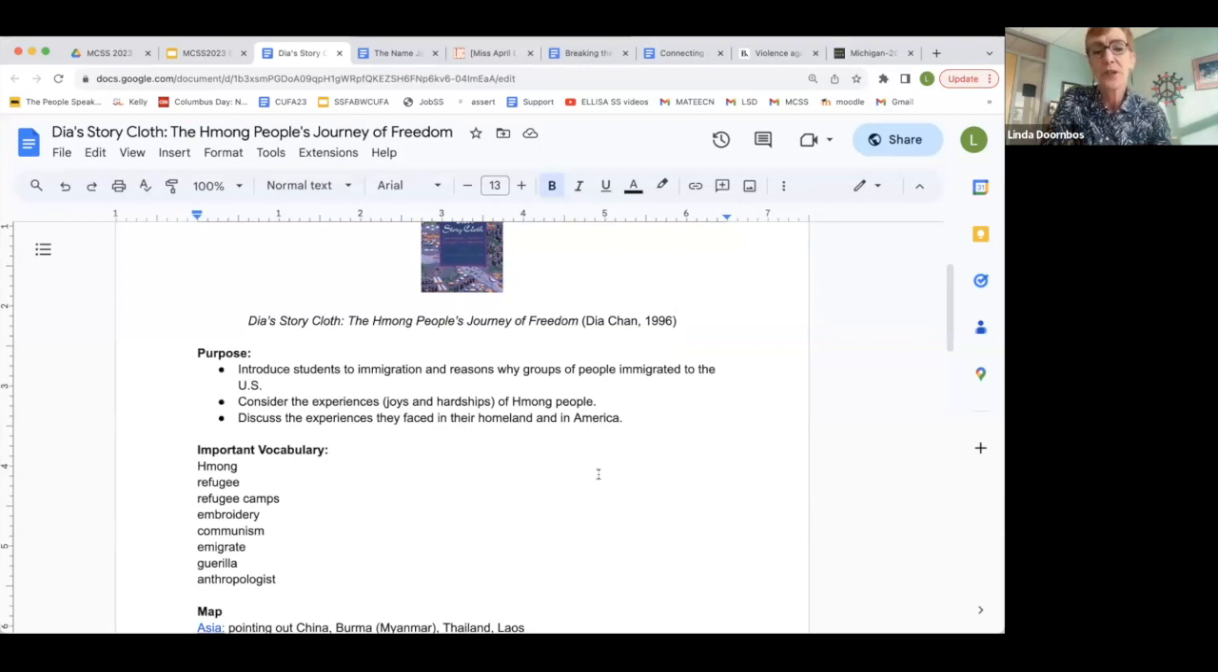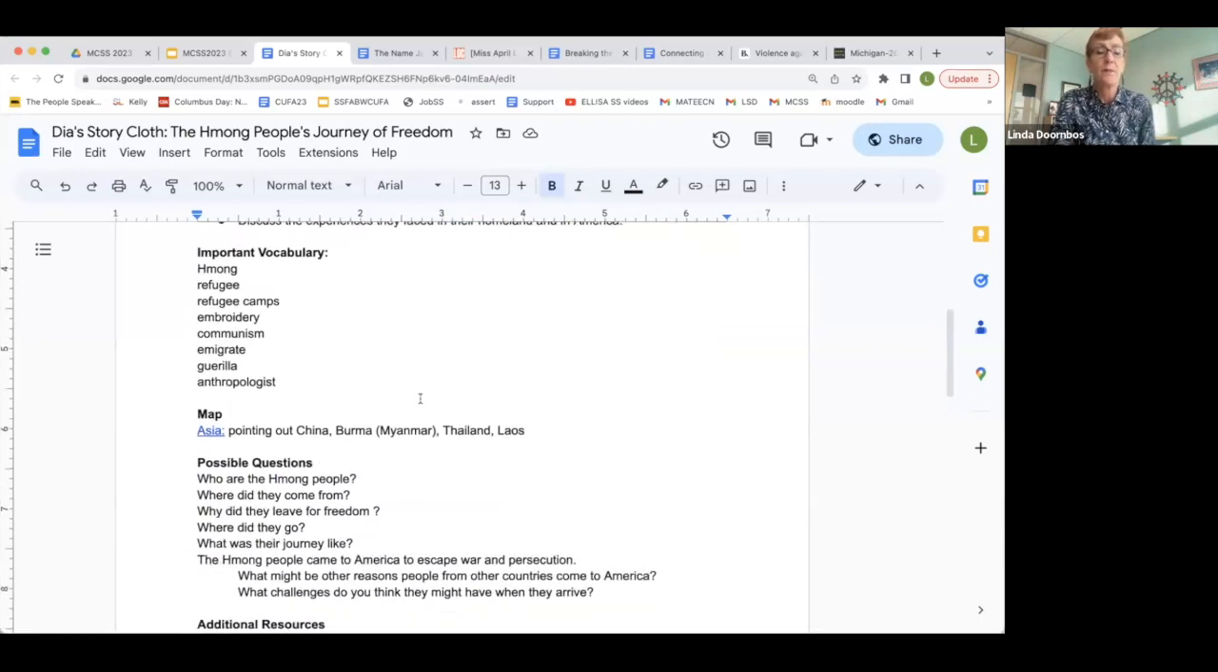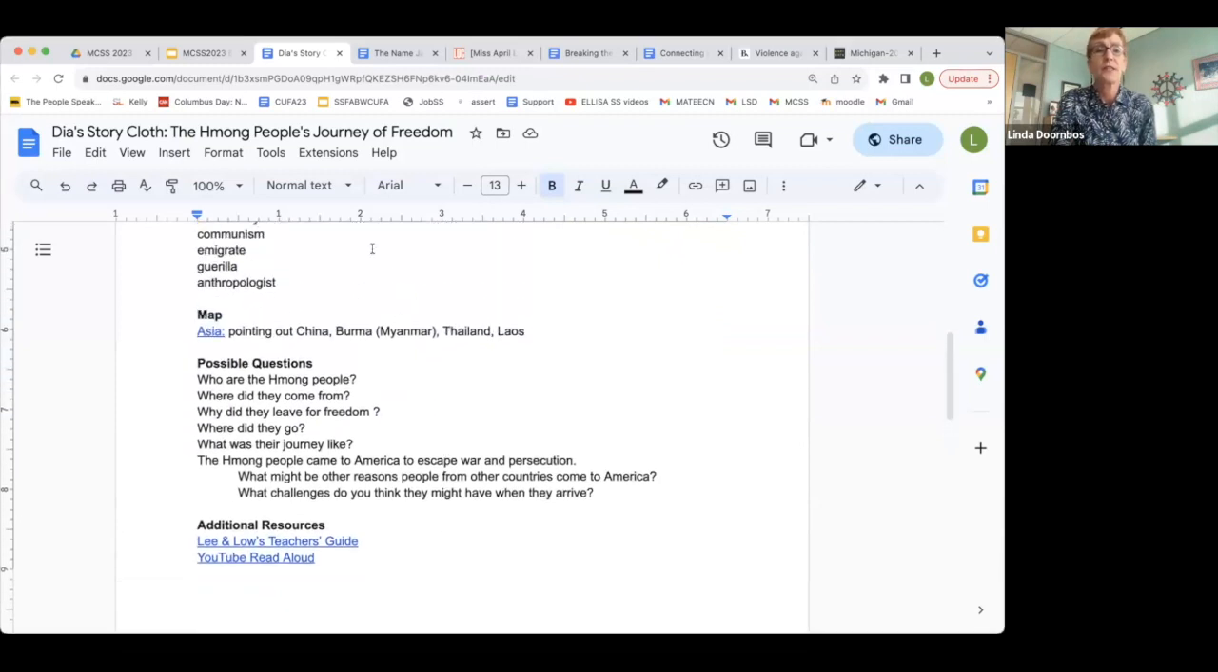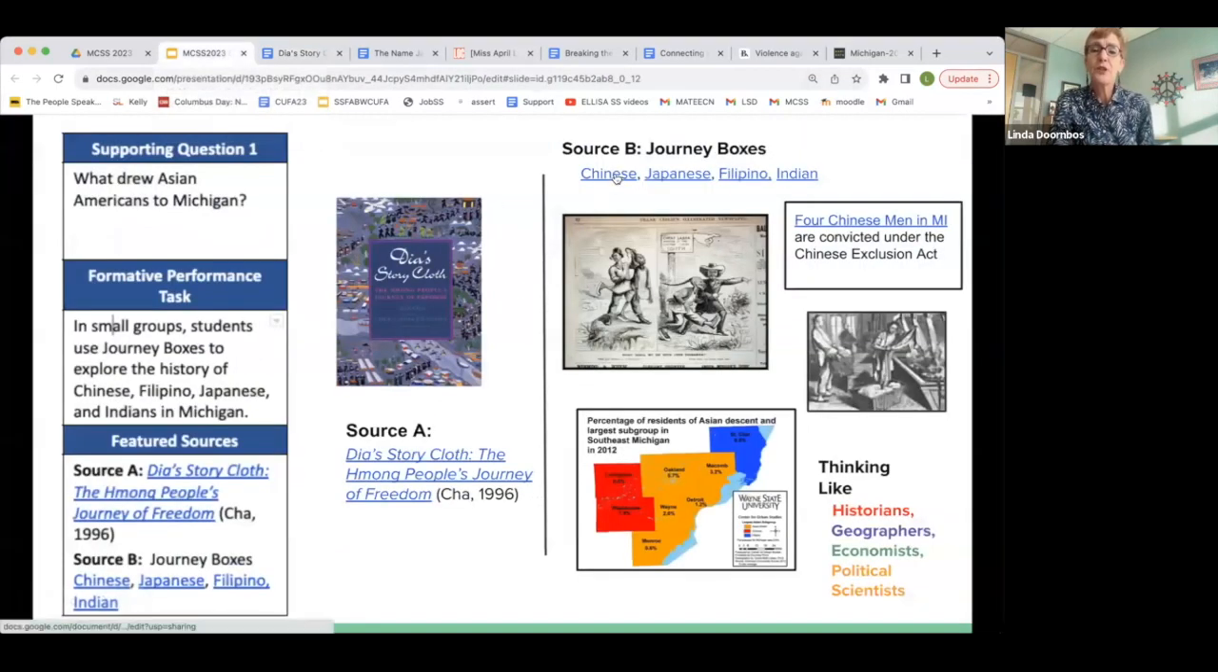Consider the experiences, the joys, and the hardships, and discuss the experience they faced in the homeland and in America. Here's some important vocabulary, there's a map, and there's possible questions, and also some additional resources that you could use on that book if you wanted. And then let me just show you what the journey box would look like.